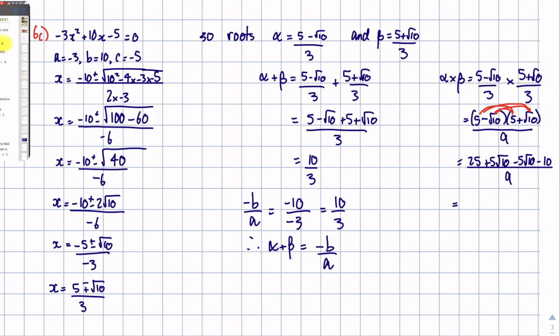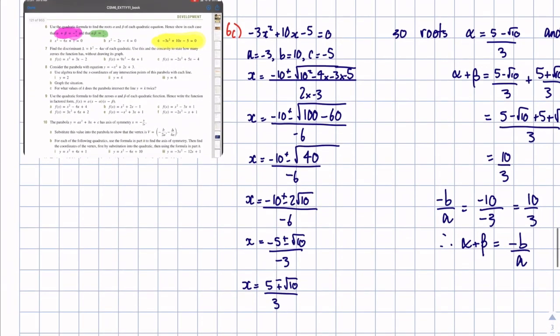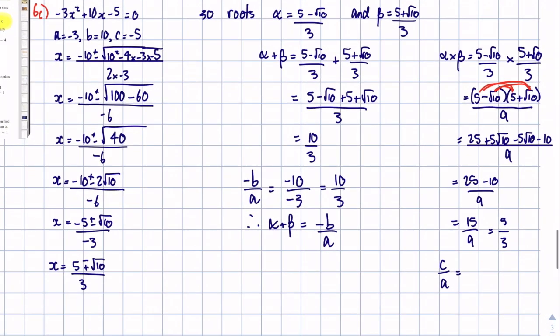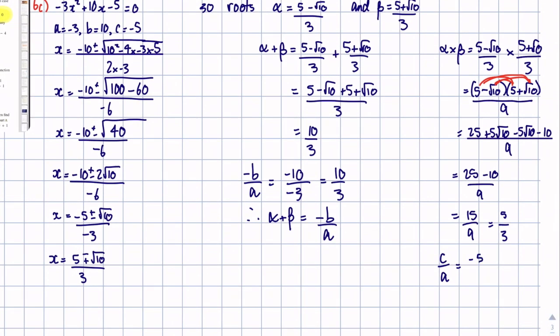So this comes out as 25. The 5 root 10, take 5 root 10, take 10 on 9, which is 15 on 9. They want me to show that that one equals c on a. C on a is equal to, I can simplify 15 on 9, that comes out as 5 on 3. C on a equals negative 5 on negative 3, which is also 5 on 3. Therefore, alpha times beta equals c on a. And they are actually useful facts that used to form a huge part of this course, actually.